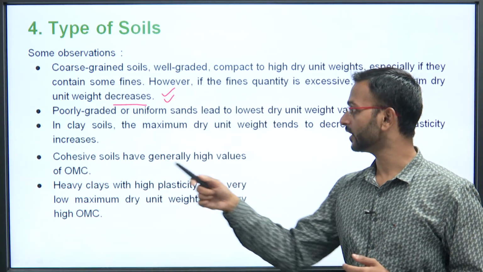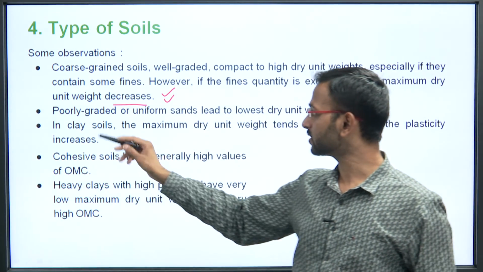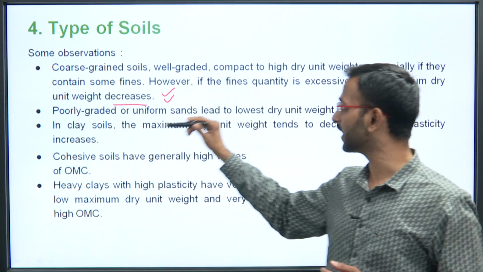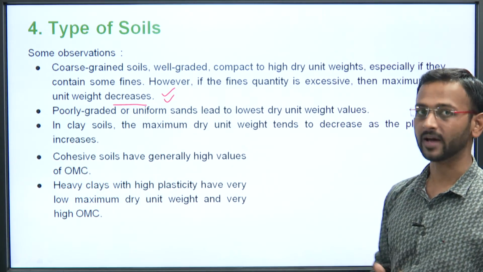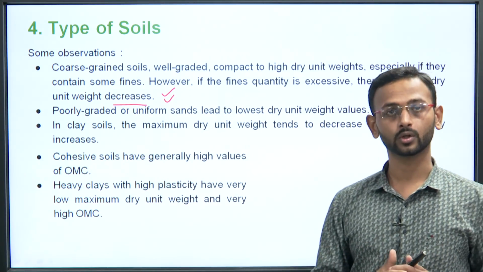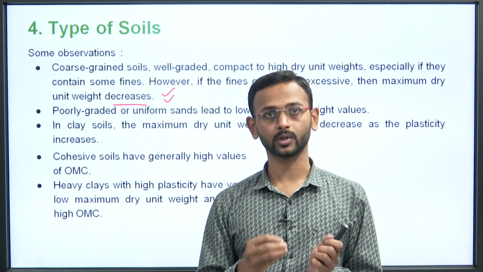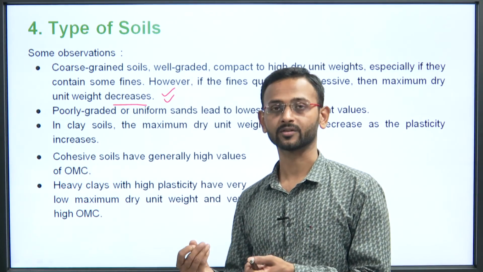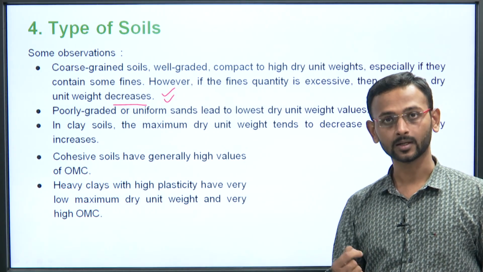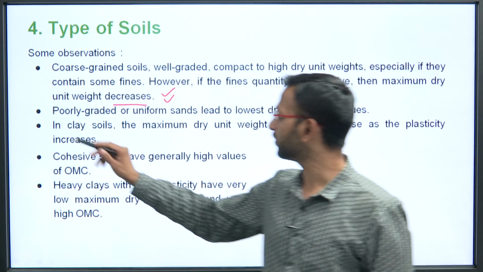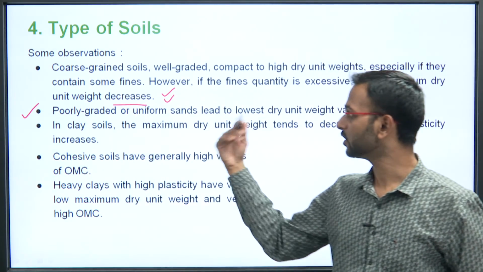Now taking the second point here, poorly graded or uniform sands, you have already studied what is poorly graded and what is uniform sand, they lead to the lowest dry unit weight values. So these are not resulting into proper compaction, because the dry unit weight which we achieve is a much lesser value in these types of sands or poorly graded soils.